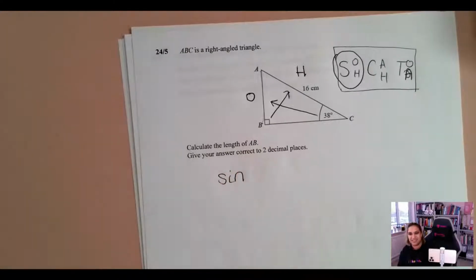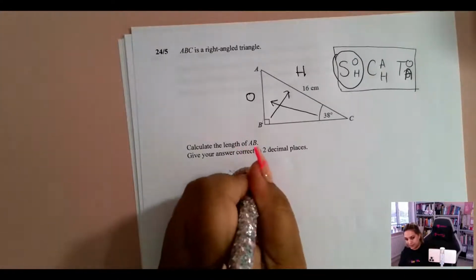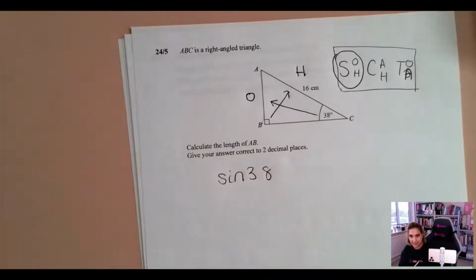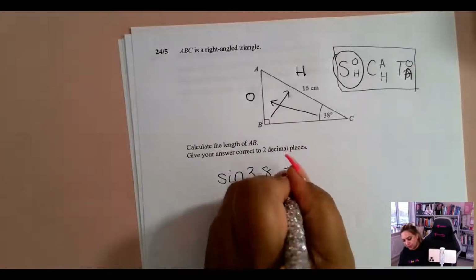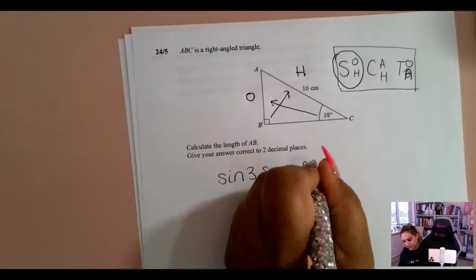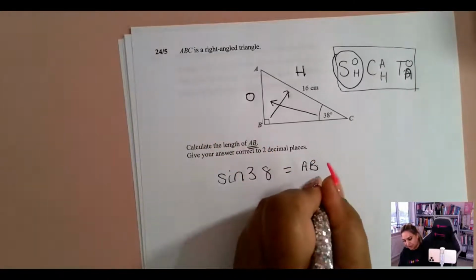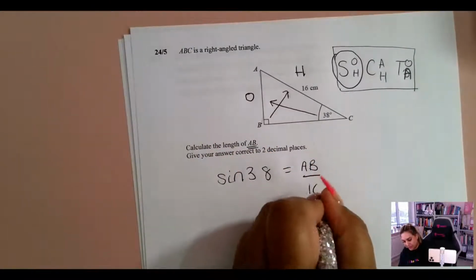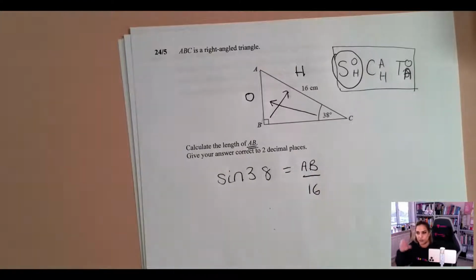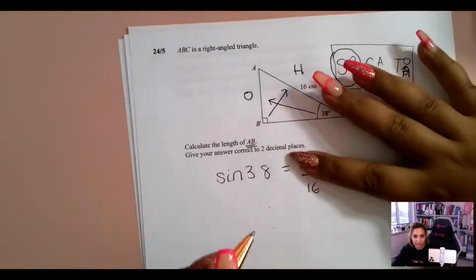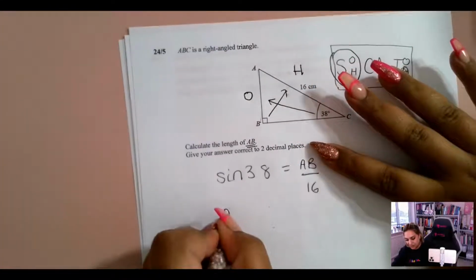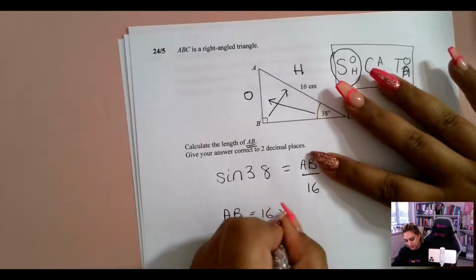Now sine doesn't mean anything on its own. It needs the angle after it. So sine 38 equals the opposite, which I'm trying to find. So that's my AB, divided by my hypotenuse, which is 16. So something divided by 16 is sine 38. To find my something, I'm going to have to multiply it by sine 38.